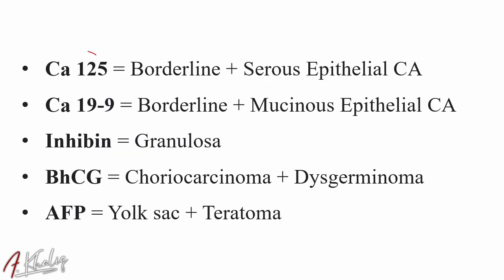Now, CA125 is going to tell you about borderline and serous epithelial carcinoma. The same way, CA19-9 is going to tell you about borderline and mucinous epithelial carcinoma. Inhibin is related to granulosa. Beta-HCG is going to tell you about choriocarcinoma and dysgerminoma, and alpha-fetoprotein is going to tell you about yolk sac tumor and teratoma.